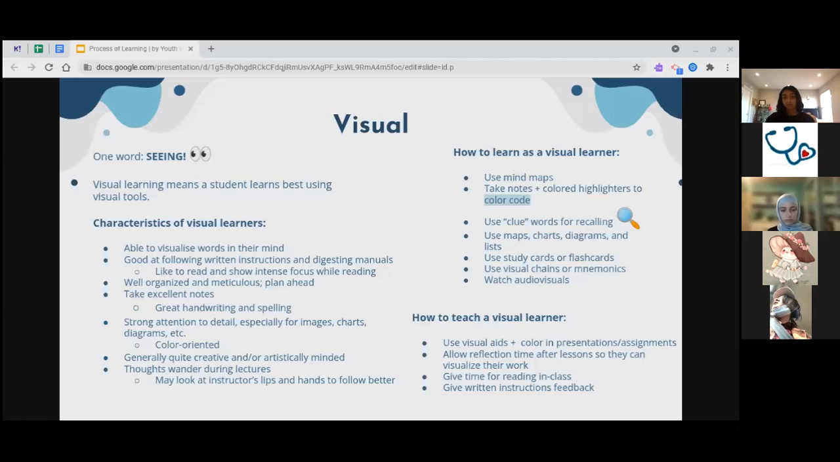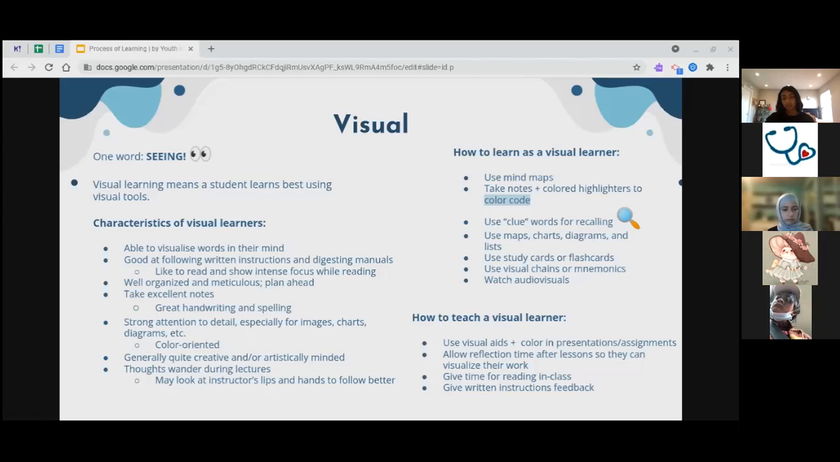Also use study cards and flashcards, and make use of audio visuals like YouTube videos with narration, images, and or captions. And then finally, we have some techniques that teachers use or that they keep in mind when they have visual learners in their class.